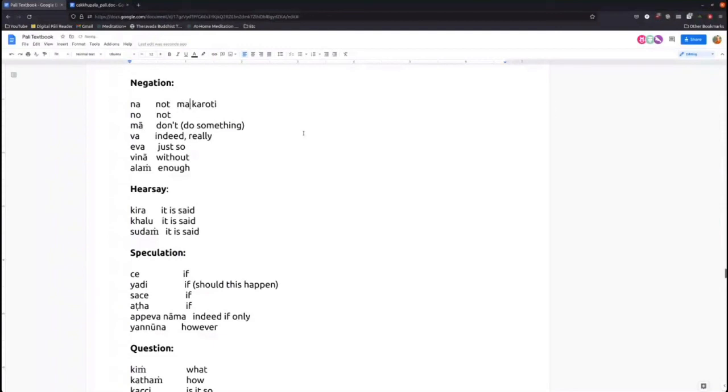But ma karohi means don't do, singular, and plural ma karota. Don't do it. Don't act. You wouldn't say na if it's an imperative. Na is for all other types of verbs to negate them, but ma is for imperatives. So remember that.